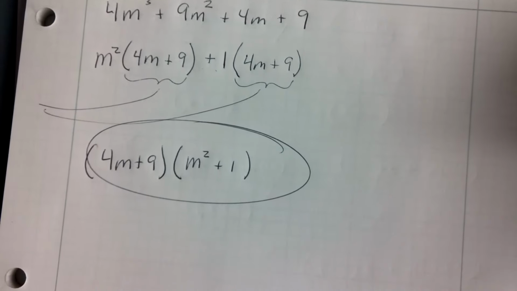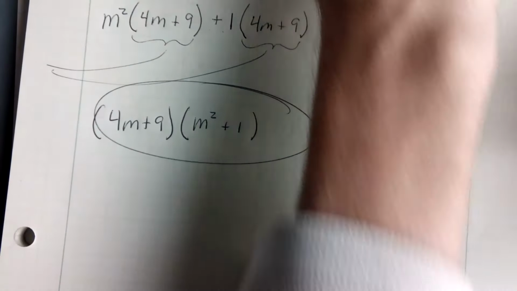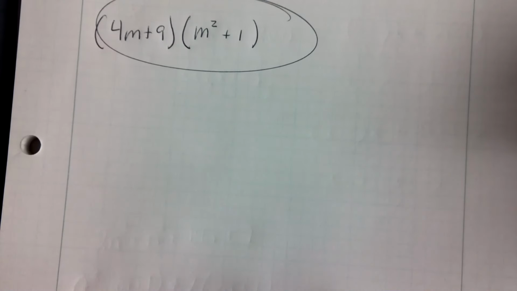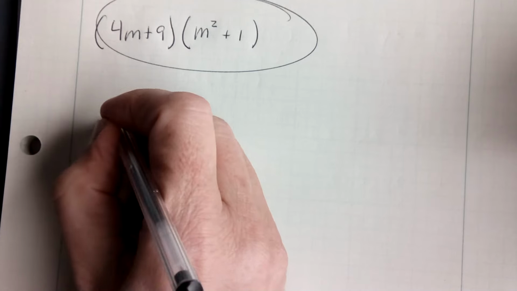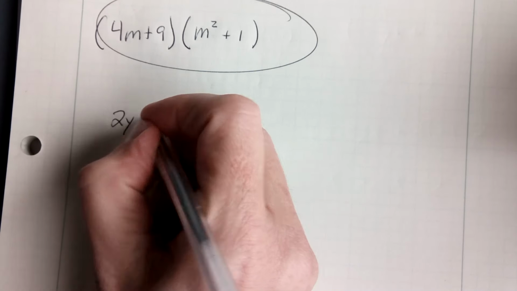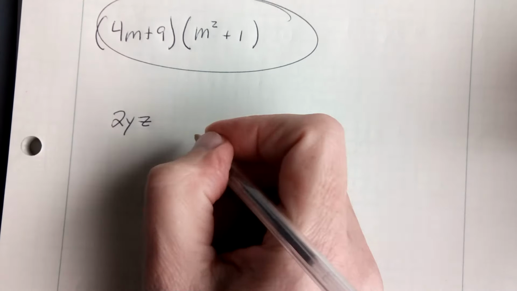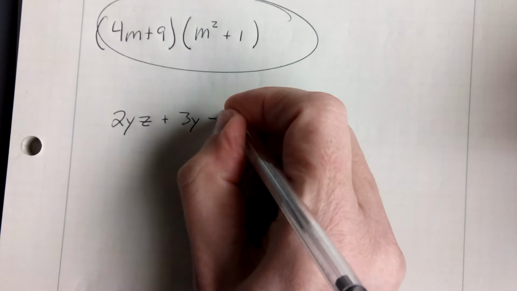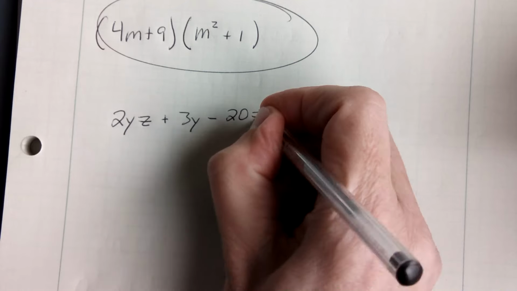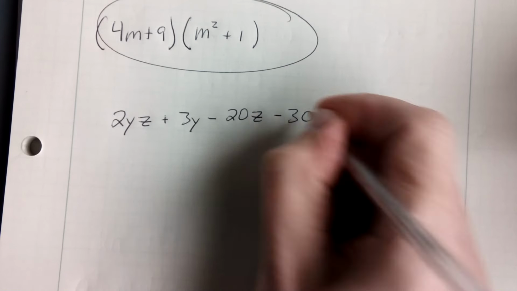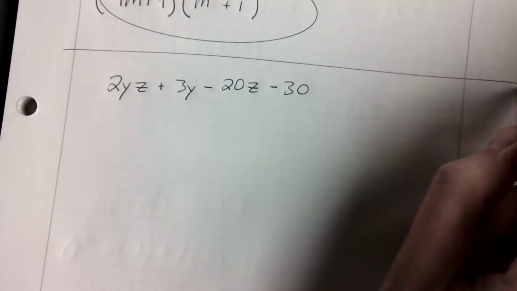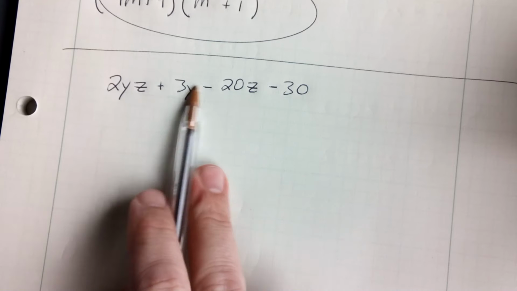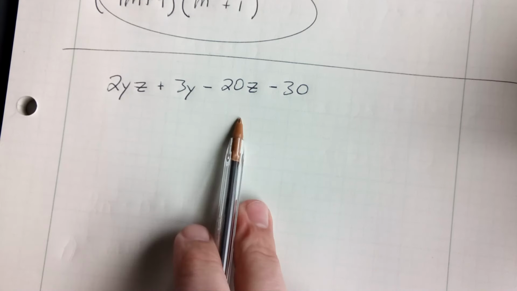Now, the reason we're doing this is because a lot of times we get polynomials that aren't quadratics. Watch this one. I'm going to throw in another variable. Plus 3y minus 20z minus 30. So here we have one that's not even a quadratic. There's not even a squared in there. No cubics. But does it factor?